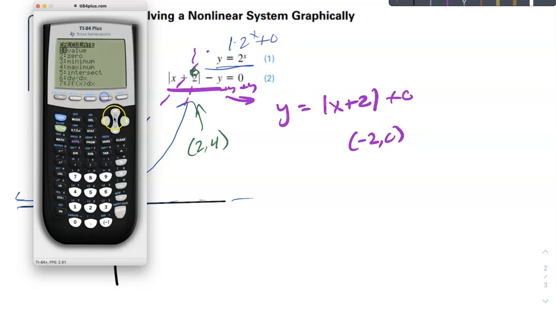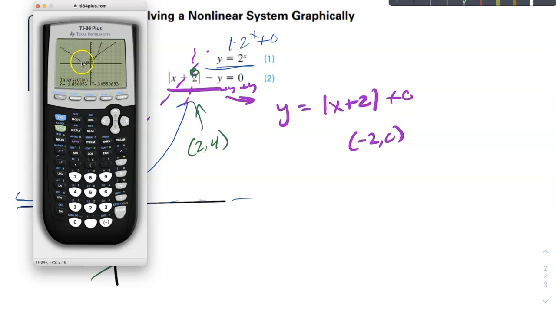Okay, now let's find the ones down here. So second, calculate, intersect, number 5. All you have to do is get really close down there. Get close to that side. I can actually zoom in if I want to be sure about it, but I think it's good enough. And we get the point negative 1.6, negative 1.7, we'll round it to, and 0.3.